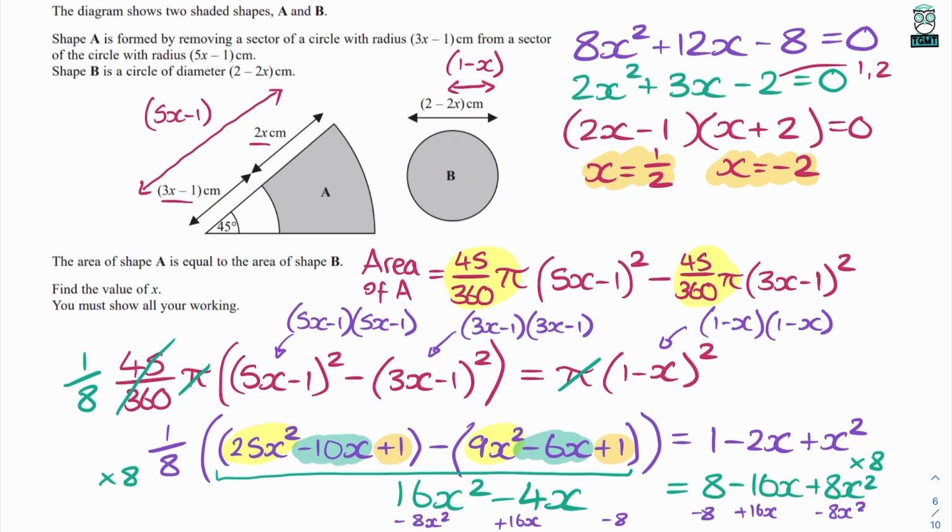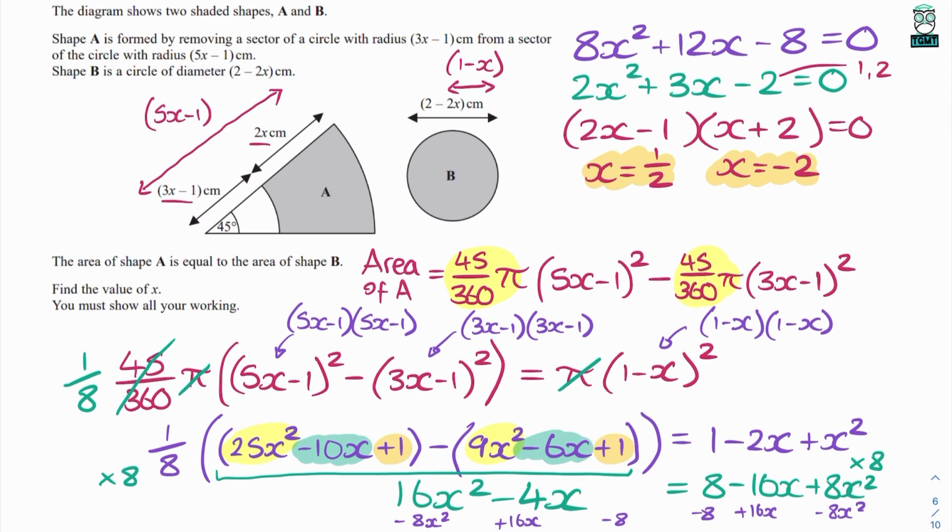So let's think about the logic behind it. Now if x is a half, that works in all of those lengths. 2 take away 1 would be the diameter of 1 on the circle B. And for the other sector, 2 times a half would be 1, so it works in the 2x, and 3 times a half take away 1 works in the smaller sector.